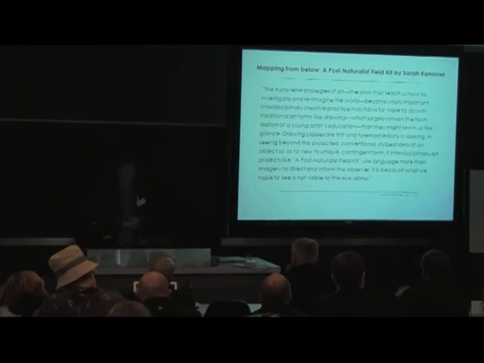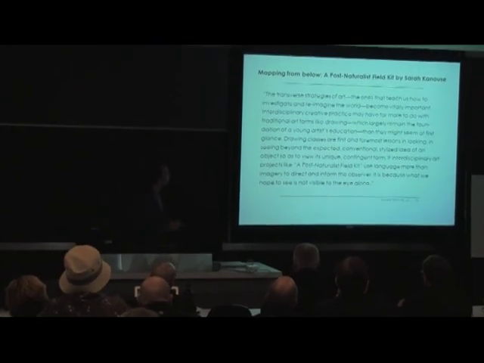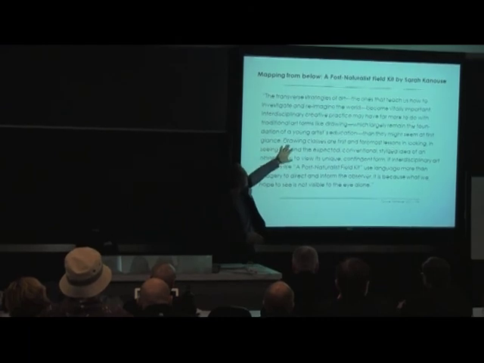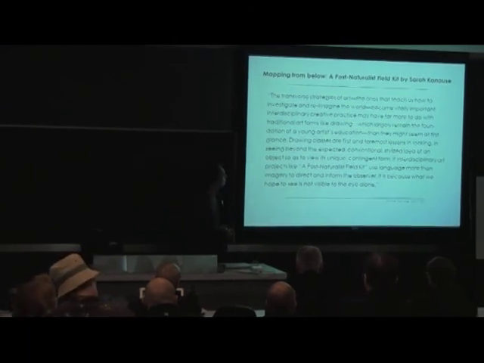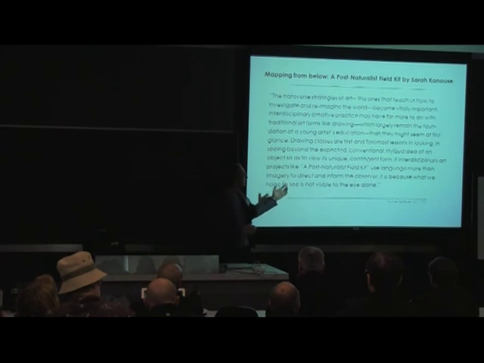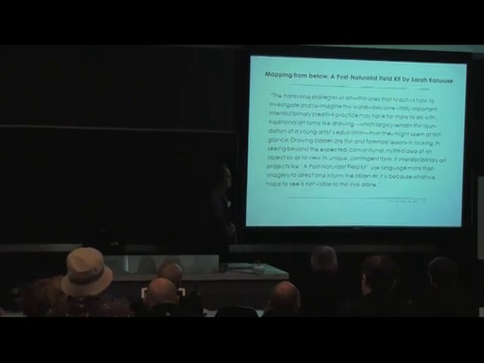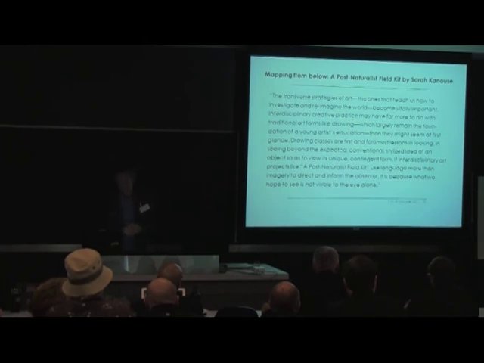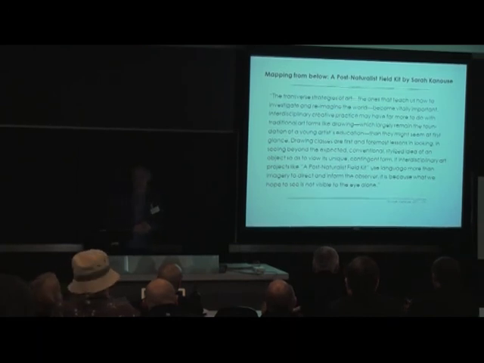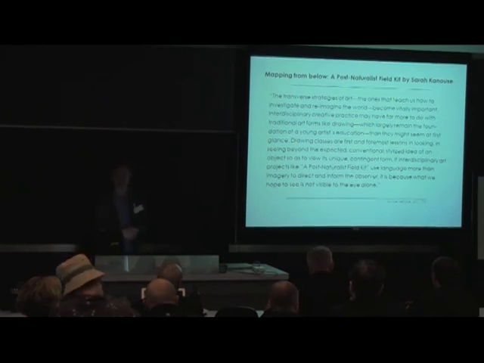And I'm going to conclude on this rather long quote, but I think we can focus on this last part, where she talks about drawing. Drawing classes are first and foremost lessons in looking, in seeing beyond the expected, conventional, stylized idea of an object so as to view its unique, contingent form. If interdisciplinary art projects like a post-natural field kit use language for more than imagery to direct the observer, it is because what we hope to see is not visible to the eye alone.